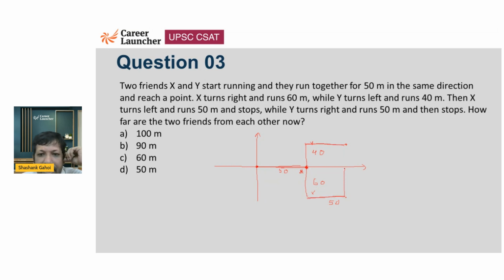Now this distance I can say is 60. This distance I can say is 40. So what is the distance between Y and X? That's going to be 100 meters. That is option A. So this is how we can approach these kinds of questions.